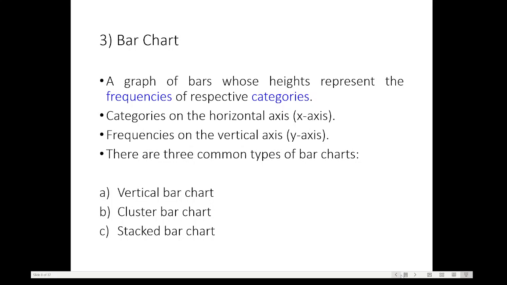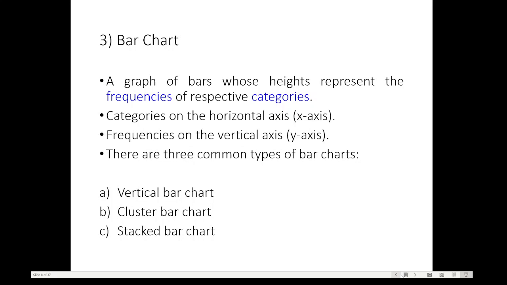In general, normally the categories are displayed on the horizontal axis. So the categories will be representing the x-axis. And then the frequency will be written on the vertical axis, that is the y-axis. Okay, so just now I mentioned that there are three common types of bar charts.